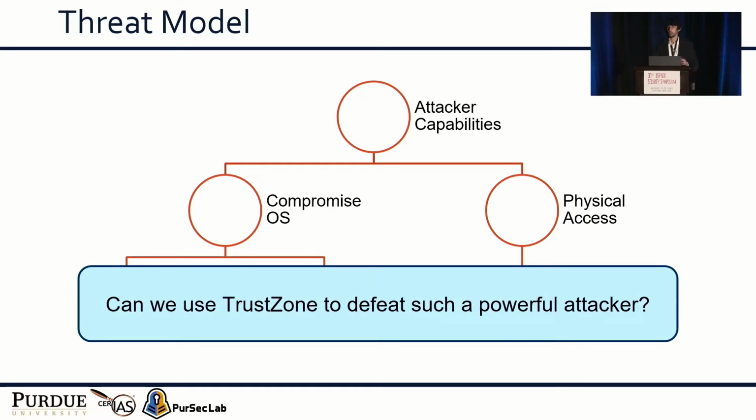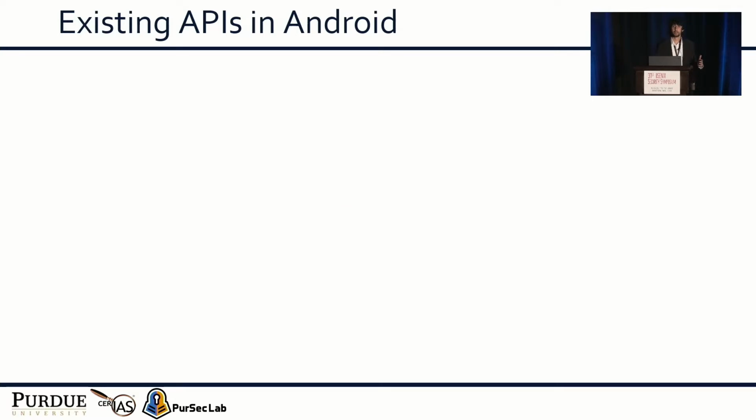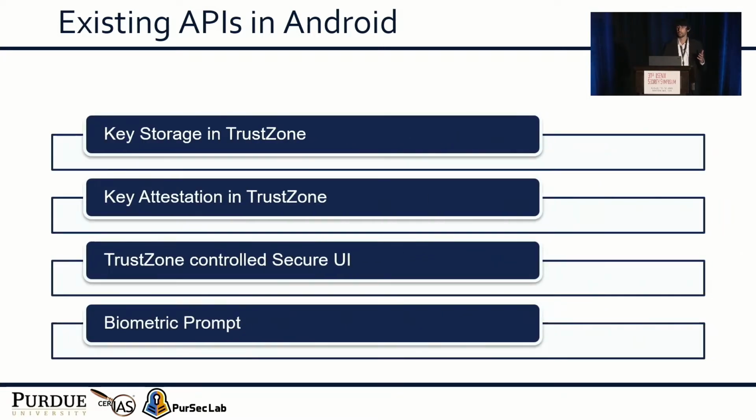So, next question is, can we use something like TrustZone or a trusted execution environment to stop these kinds of attackers? The answer is yes, but it's not so easy. It's a very complicated way. Let's look at existing APIs in Android that leverage the TrustZone that help us protect against these threats. Firstly, we have key storage in TrustZone, which allows us to store cryptographic keys inside the secure TrustZone.